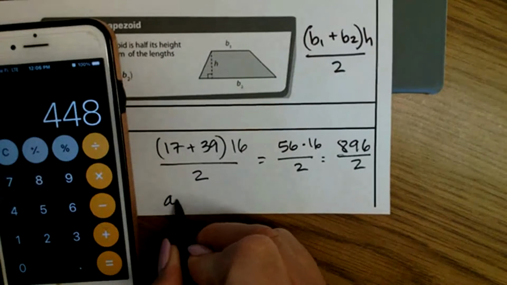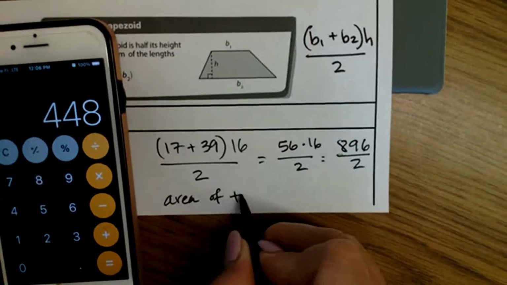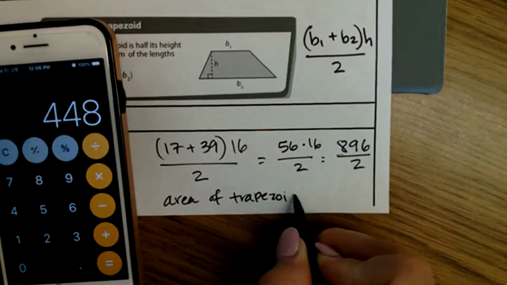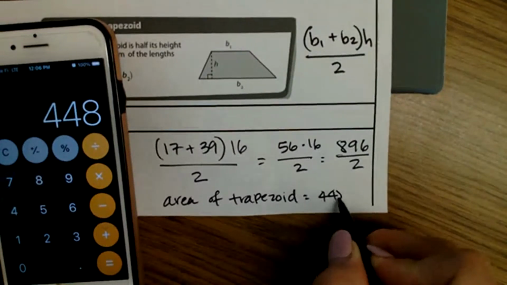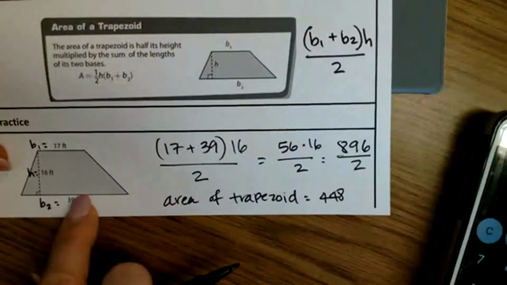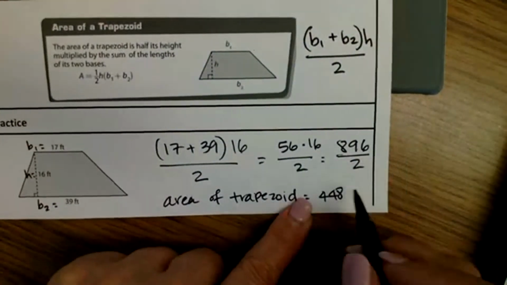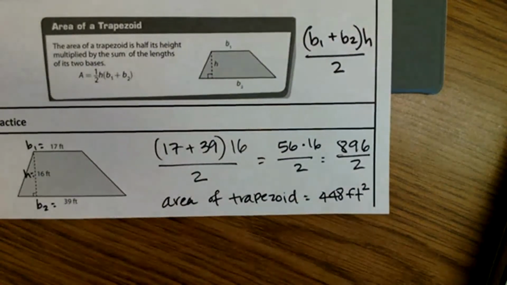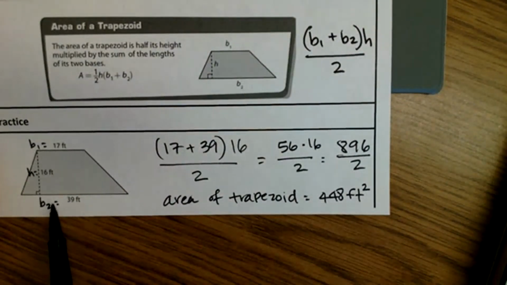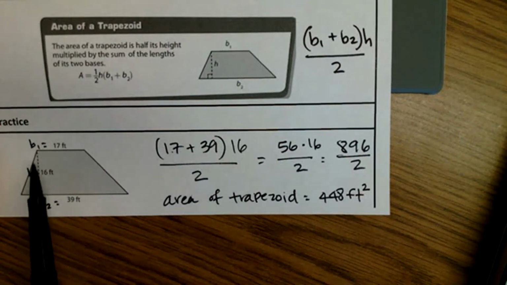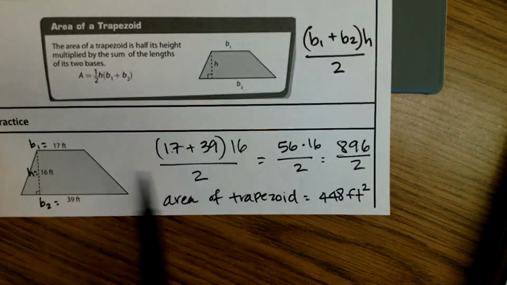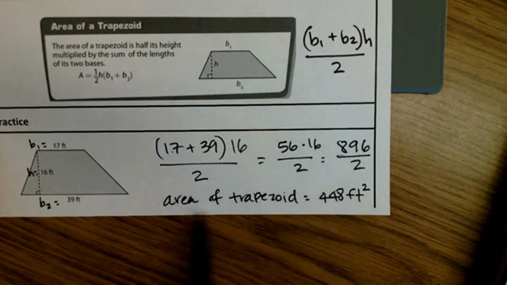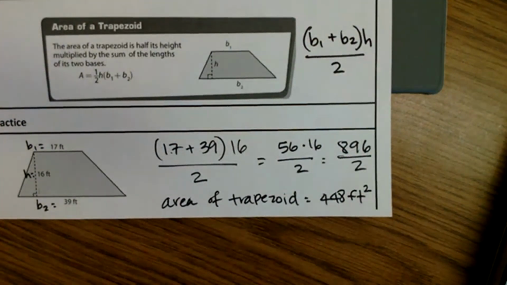So the area of the trapezoid is 448. And this is feet. Area is measured in feet squared, so I'm going to put feet squared. Okay, so here's what I did. Base 1 plus base 2, 17 plus 39, times the height, 16. Then I divide by 2 to get the area of the trapezoid. B1 plus B2 times H divided by 2 gives you the area of a trapezoid.